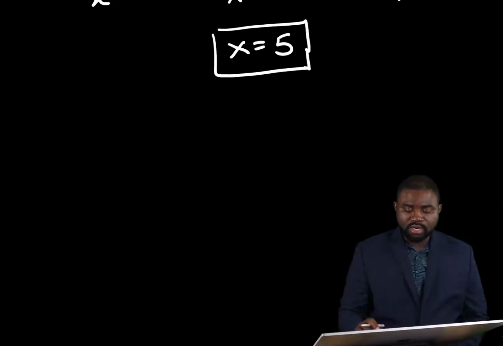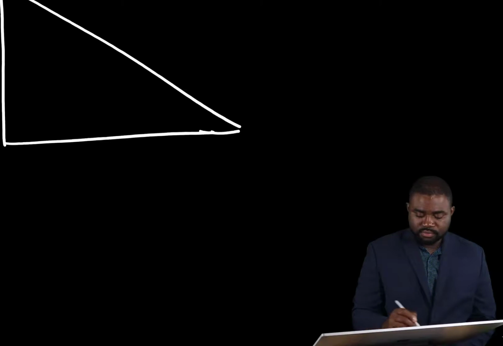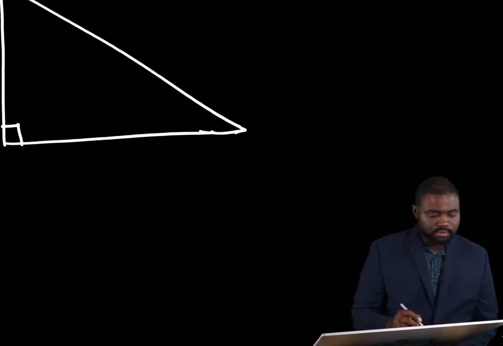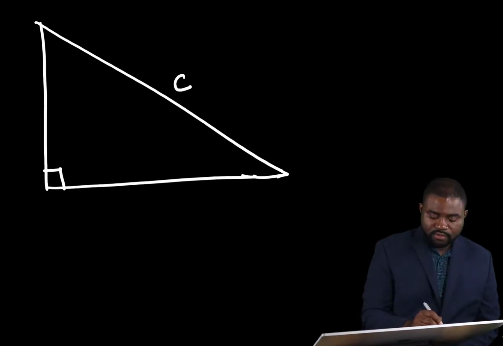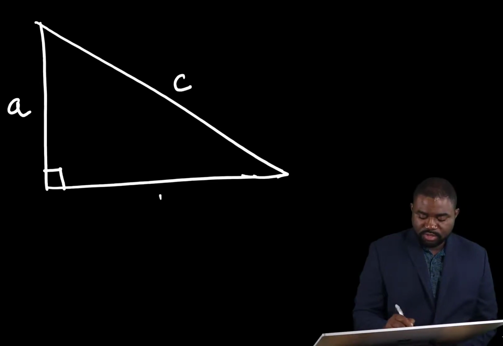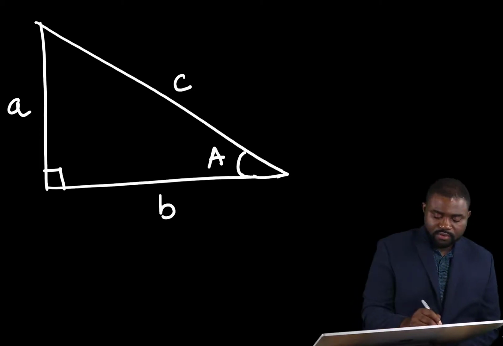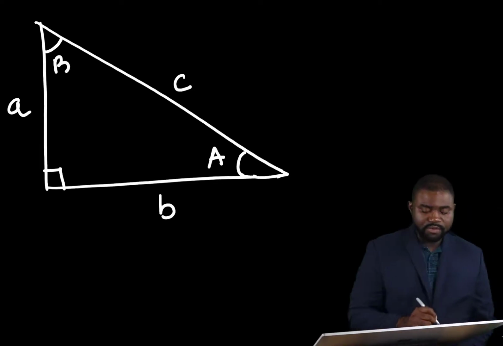Now, let's look at the relationship. Let's draw back our triangle again. This is our right angle triangle. This is the right angle. This is C, this is A, and this is B. This angle here is capital A. This angle there is capital B.